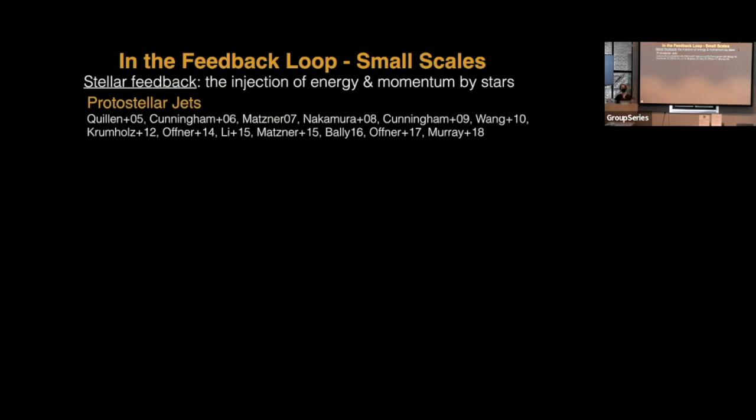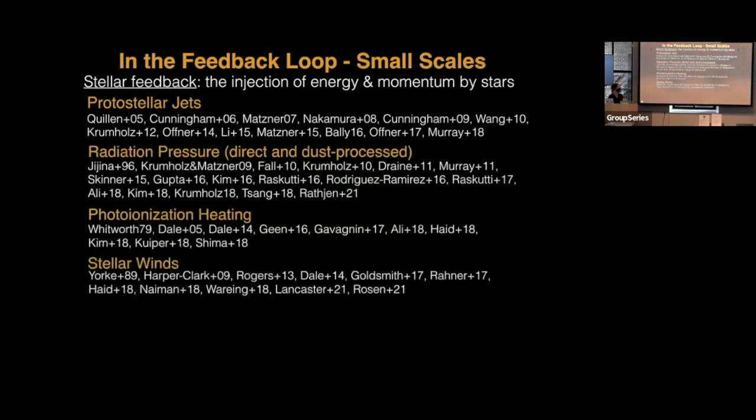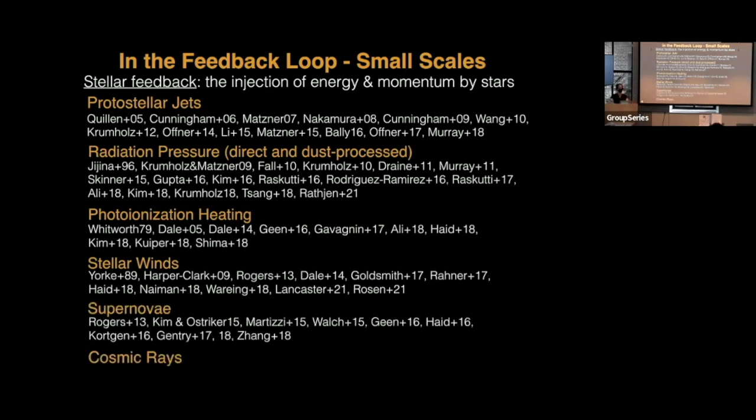So in the star formation process, you have protostellar outflows and jets. These are particularly important in star clusters where you don't have massive stars. Then when you do have massive stars, during their main sequence lives, there are many processes that are important, including radiation, both the radiation that couples directly to the gas, as well as the radiation that is dust processed. We have photoionization heating and stellar winds as well. And then finally, in the final throes of a massive star's life, you have supernovae and then cosmic rays that are accelerated by the supernova shocks.